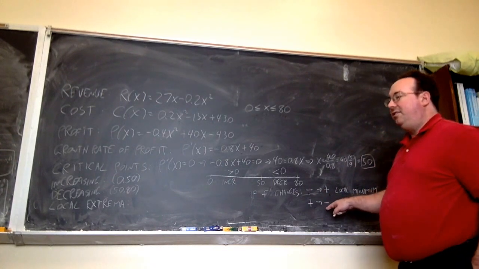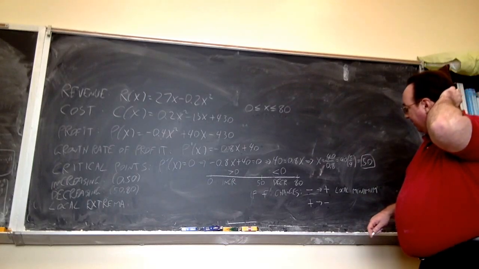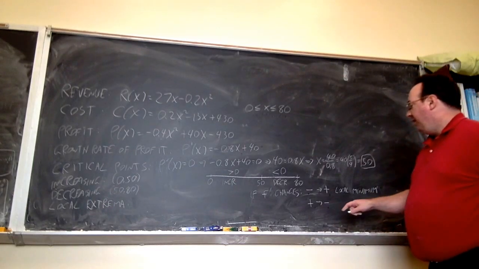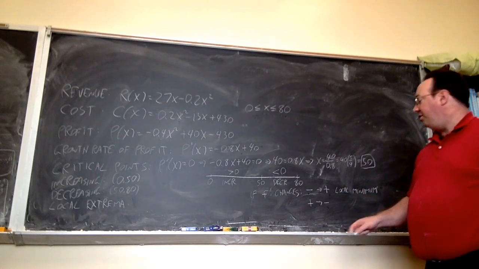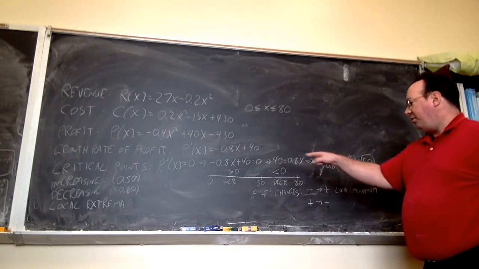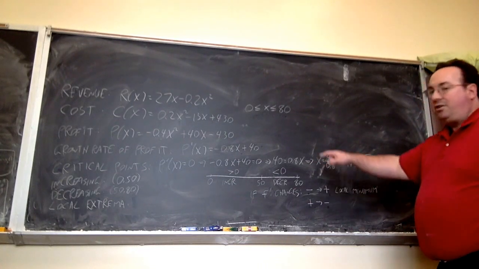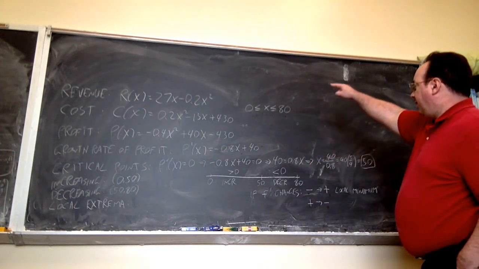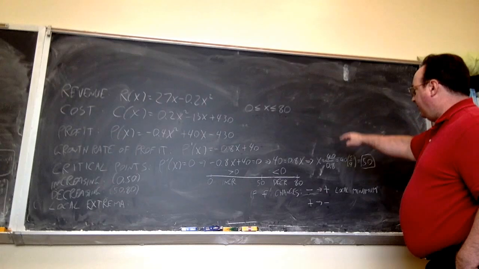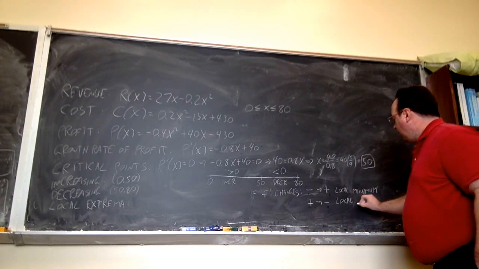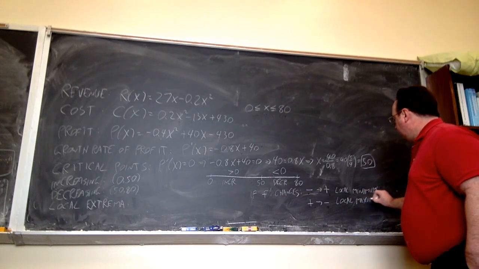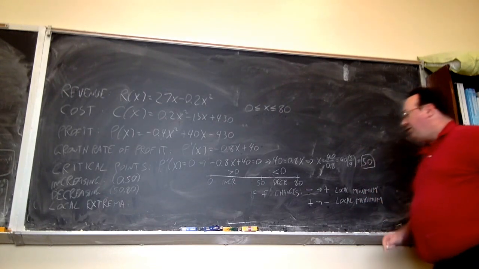Whereas if it changes from plus to minus, so positive to negative, it means the function is changing from increasing to decreasing, like what is happening here. So a function is increasing at first, hits a peak, and then starts decreasing. So that is a local maximum. So that's how you can tell.